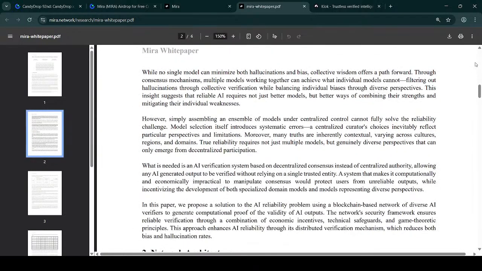So let's talk about the white paper, which says no single model can minimize both hallucination and bias. Collective wisdom offers a path forward through a consensus mechanism: multiple models working together can achieve what an individual model cannot, filtering out hallucinations and balancing individual bias through collective verification, for safety, guys.